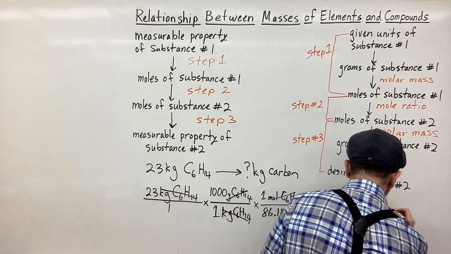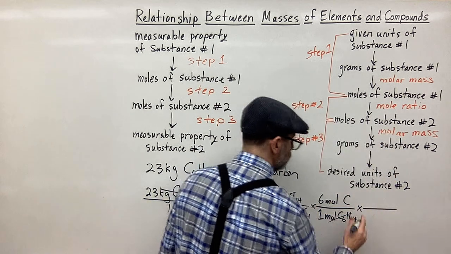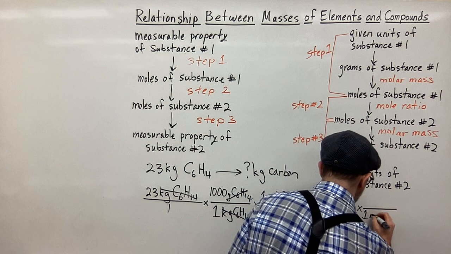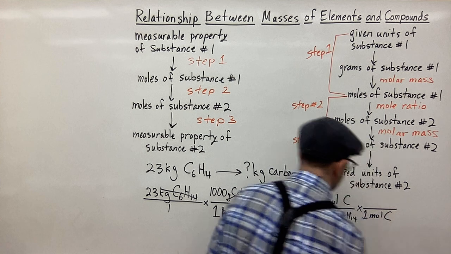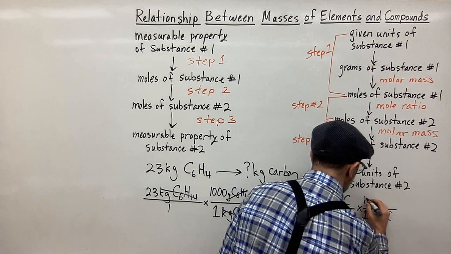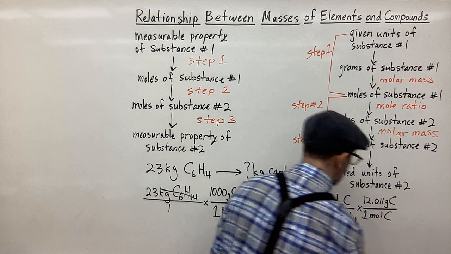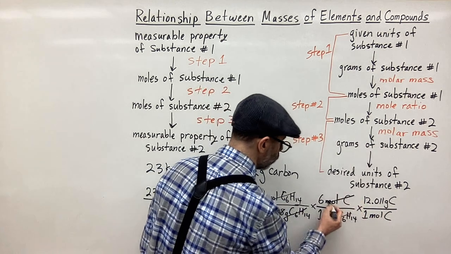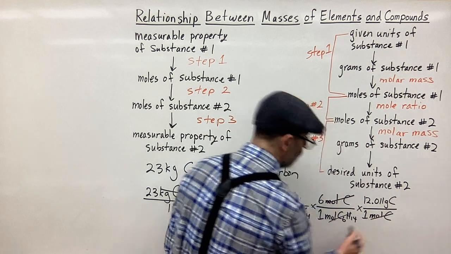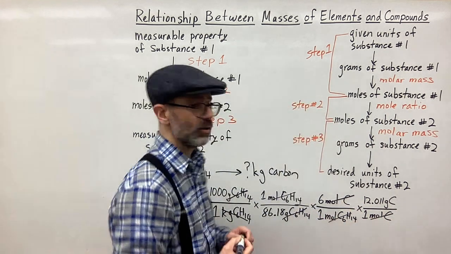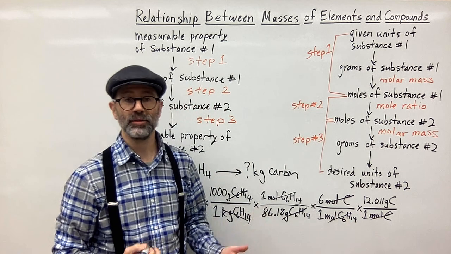So I'm going to put moles on the bottom. So 1 mole of carbon on the bottom and 12.011 grams of carbon on top. That's the molar mass of carbon. Moles of carbon cancel out. Now I have grams of carbon.